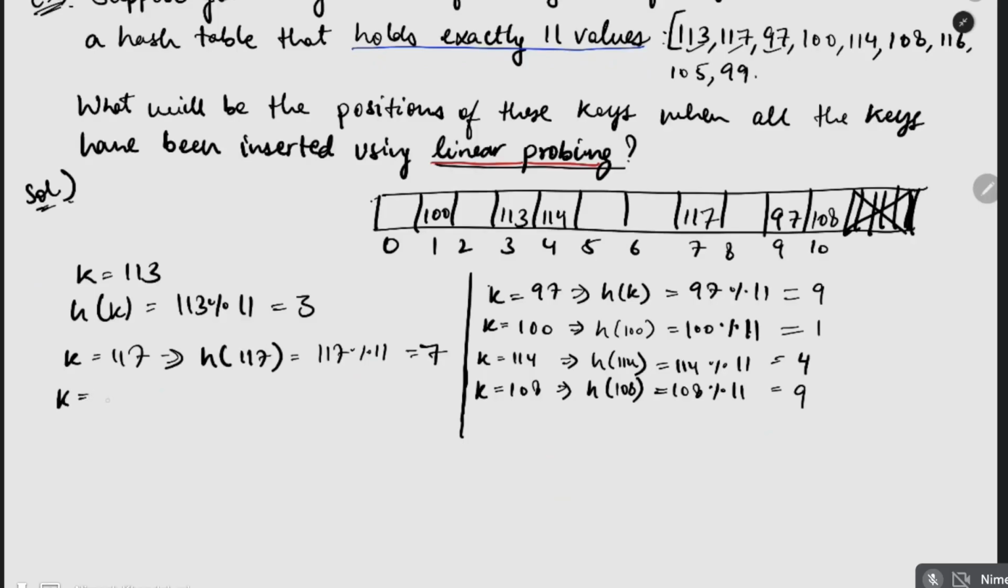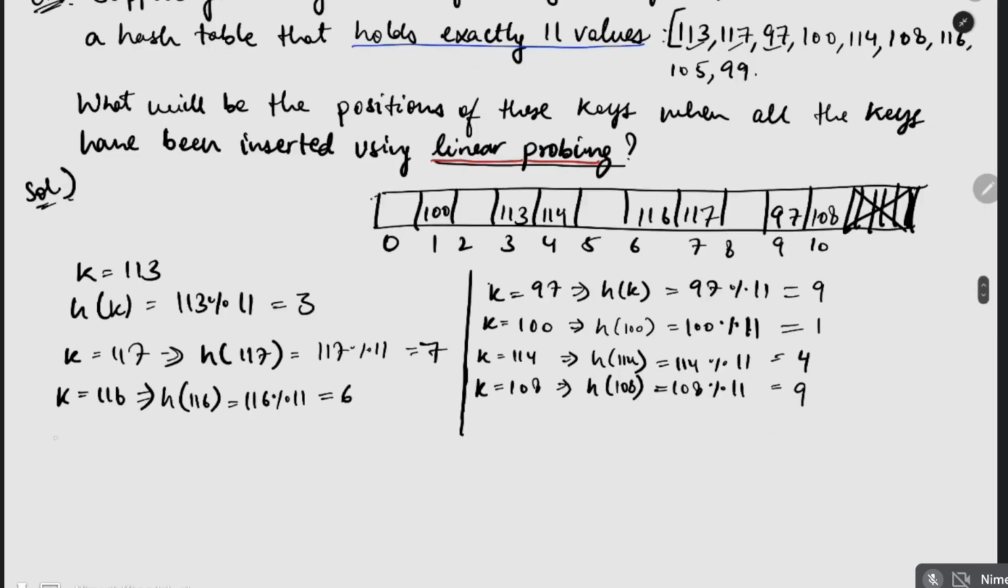Then we do it for 116. H of 116 is 116 mod 11. That is equal to 6. Slot at index 6 is empty. 116 goes at slot 6.